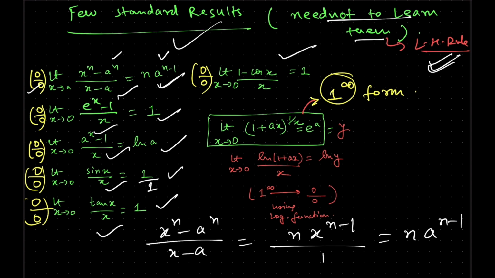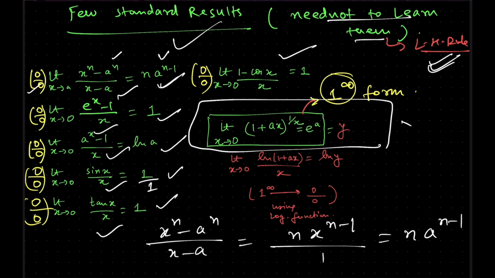So this is what you have to be careful about, because in these types of questions, when you get 1 to the power of infinity, what you do is take ln on both sides and then apply the LH rule. Then 1 to the power of infinity will be converted to the 0 by 0 form, and at last you can take the antilog and solve the problem. So we will see in our questions how we will use this. You can either learn this formula also, or you can simply apply the LH rule here also and get done with it.